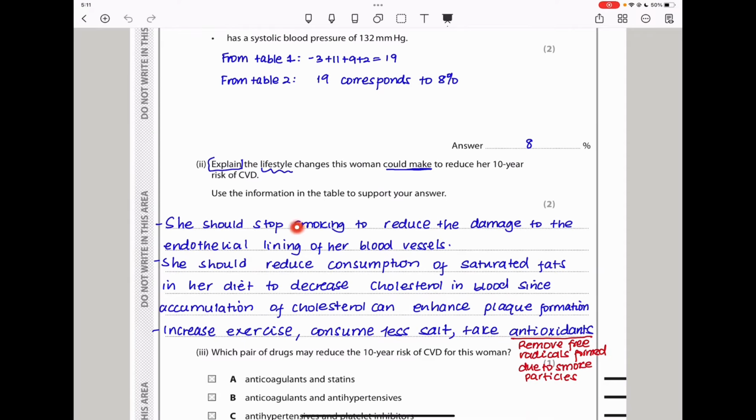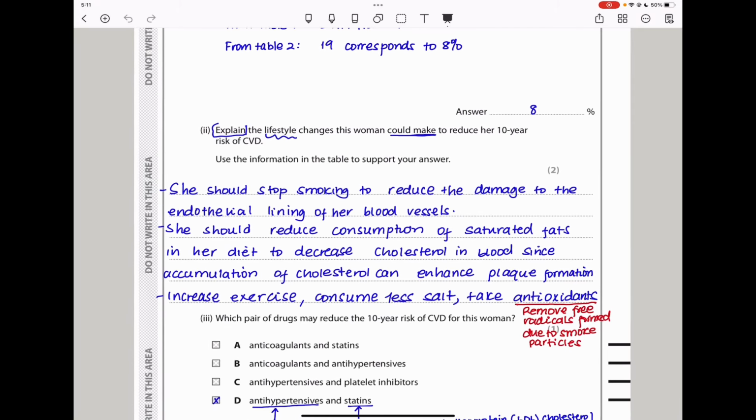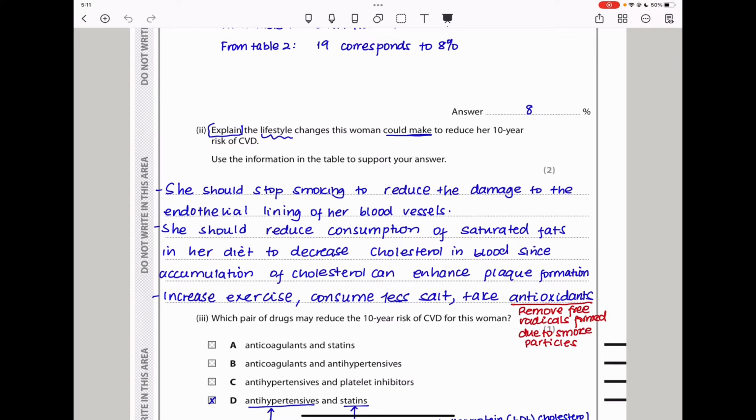So I said she should stop smoking to reduce the damage to the endothelial lining of her blood vessels. Remember, if they are damaged, then atheromas can form, and those can lead to cardiovascular diseases. And then next I said she should reduce consumption of saturated fats in her diet to decrease the cholesterol in her blood. Remember, she has a total cholesterol of 242 mg per decimeter cubed. Also, I said this cholesterol could accumulate and enhance plaque formation, since from your AS, plaques are formed if there is cholesterol and there is damage to blood vessels. Also, increase exercise. She could do that, or she could consume less salt.